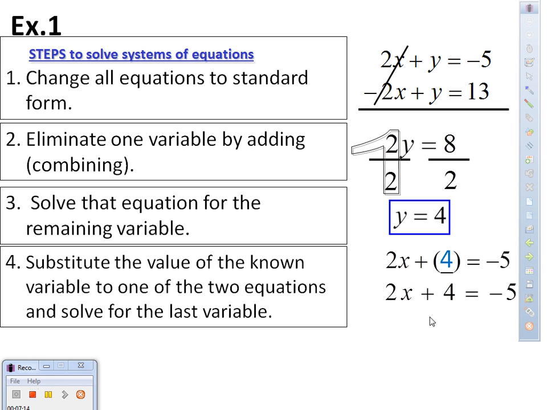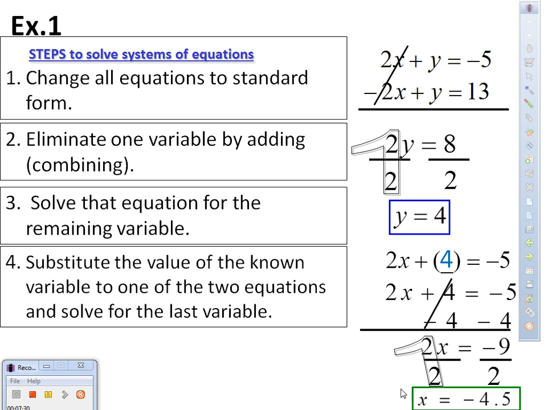Can we solve this equation? Yes, I subtract 4 from each side. We're left with 2x equals negative 9. At the end, we divide by 2. X equals negative 4.5. Yes. Copy that, please.